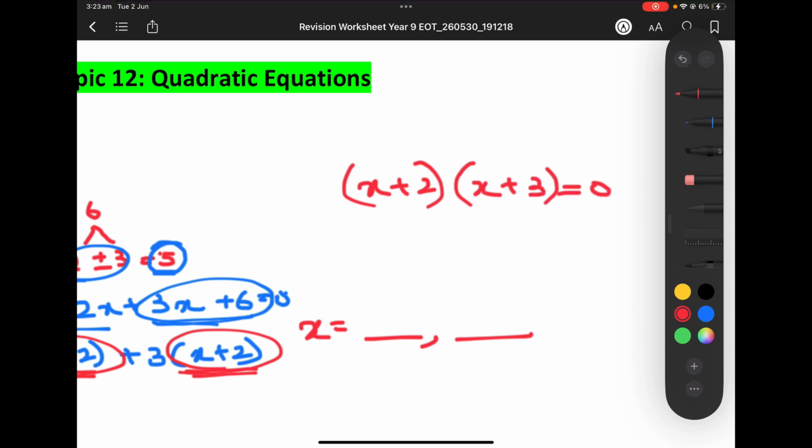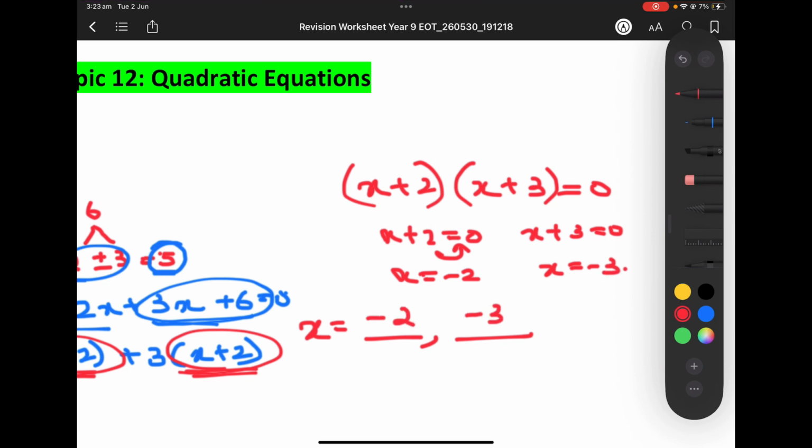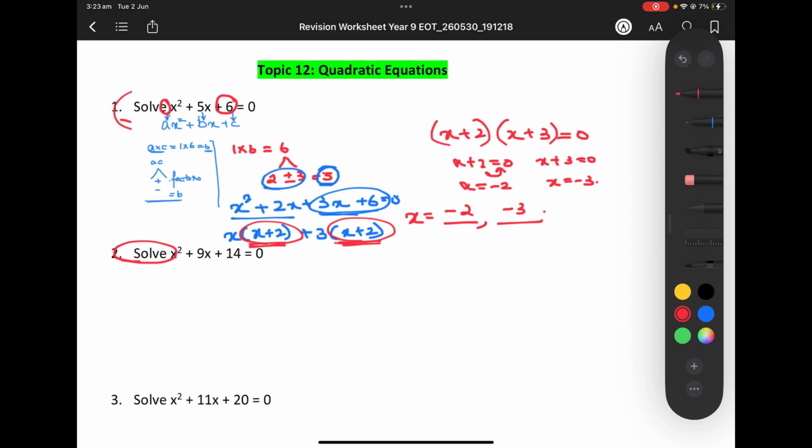Now since this is equal to 0, each one of them will be equated to 0 individually. Okay, x plus 2 is equal to 0, x plus 3 is equal to 0. Send it towards the other side. x is equal to minus 2 and x is equal to minus 3 is what I get. So minus 2 and minus 3 are the answers to this particular term.